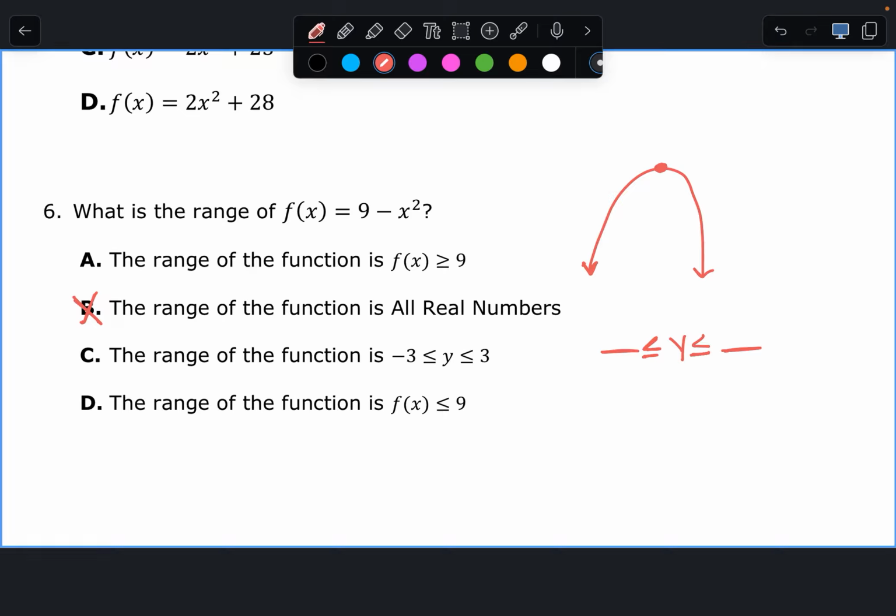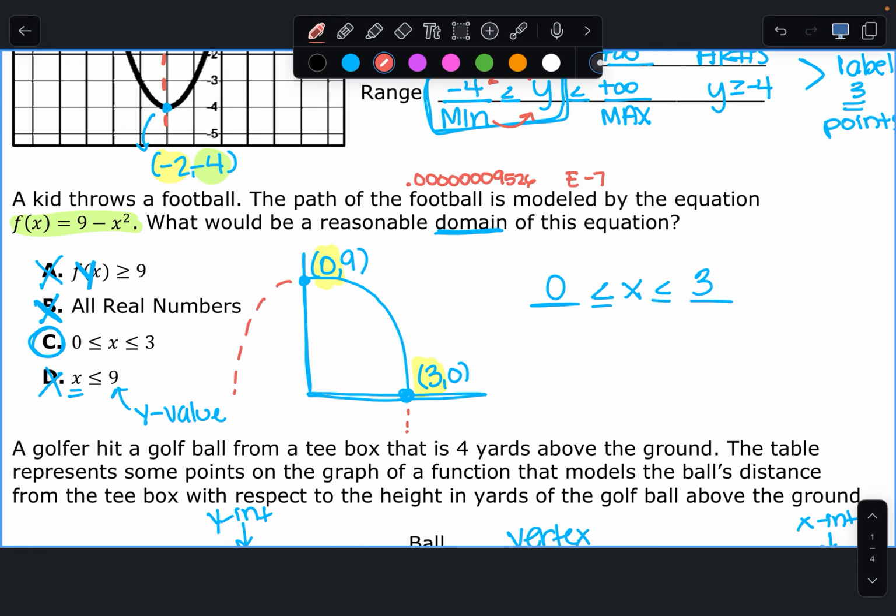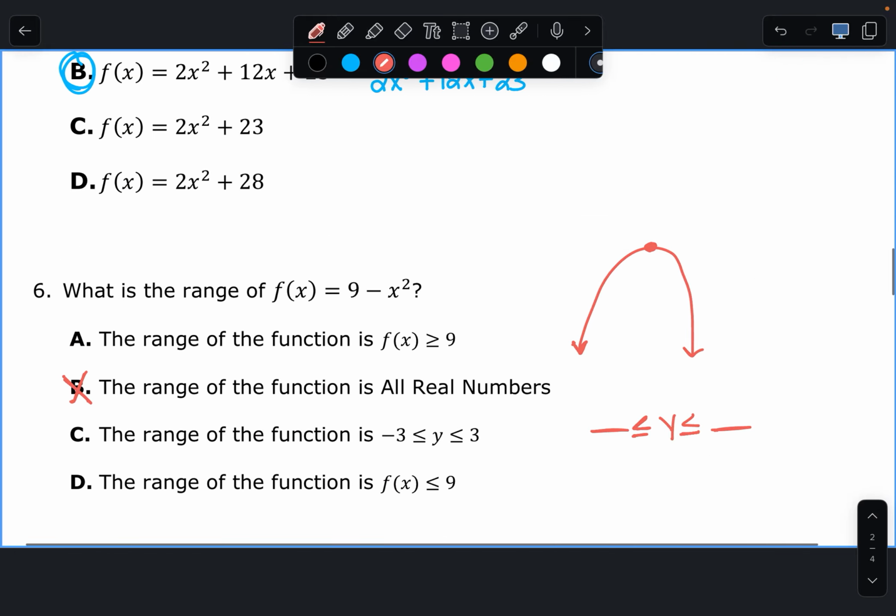Now, you can take the time tomorrow to find the vertex for this one. But we already know the vertex because we found it with this problem. What is the vertex? 0, 9. And we're only looking at the y values, correct? That 9 is a max or a min? It's a max. Okay. Now, knowing that we're only looking at the 9, that it is a max point, what other answer can we get rid of?